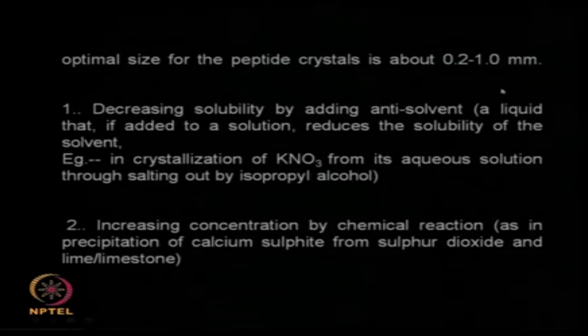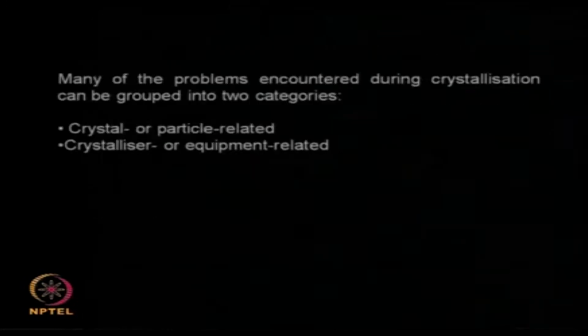So how do you do peptide crystallization? We can decrease the solubility by adding an anti-solvent, that means a liquid that, if added to a solution, reduces the solubility, like crystallization of potassium nitrate from its aqueous solution through salting out by isopropyl alcohol. So when I add isopropyl alcohol, the solubility of potassium nitrate decreases in aqueous solution. Or increasing concentration by a chemical reaction, so the concentration increases and it comes out as a precipitate, like in precipitation of calcium sulfite from sulfur dioxide and lime. So these are the two ways by which we can precipitate or crystallize peptides.